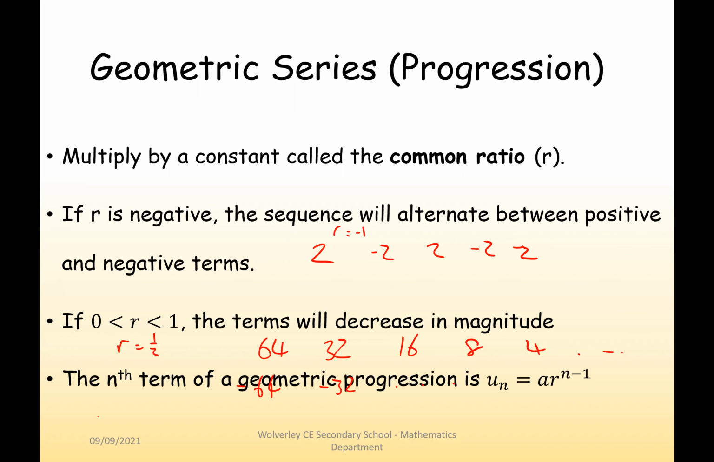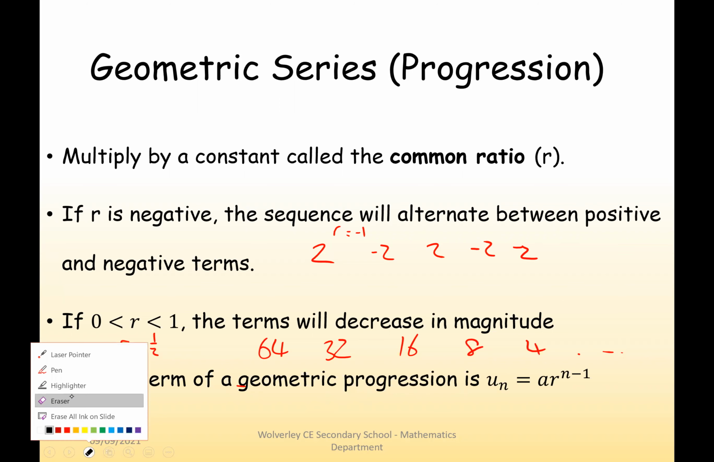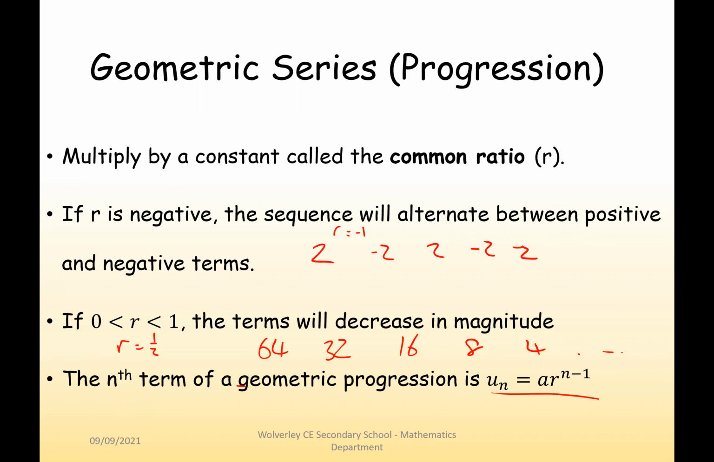The last thing is that the nth term of a geometric progression is a times r to the power of n minus 1. This is an important formula to know, and we need to know what each part is. a is the first term. In our 64 sequence here, a is 64. r, as we've already mentioned, is our common ratio. n is whichever term we want to look at. So say we want to look at the 10th term, n is going to be 10.